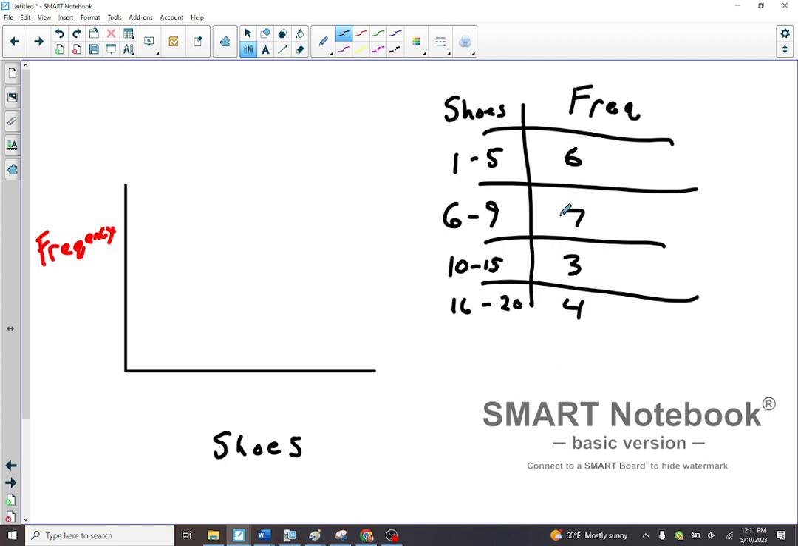So on your left side, you're going to make the marks. In this case, you can see the highest one is 7. So you guys make sure your marks go up to 7. 1, 2, 3, 4, 5, 6, 7. You could put an 8th one, it doesn't matter. But it has to reach at least the data that you're given.